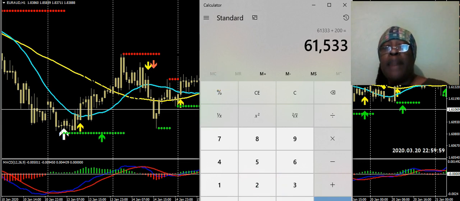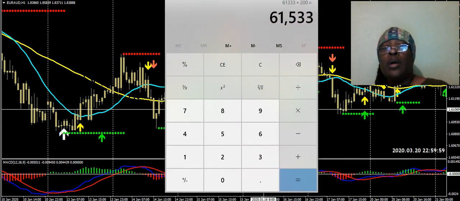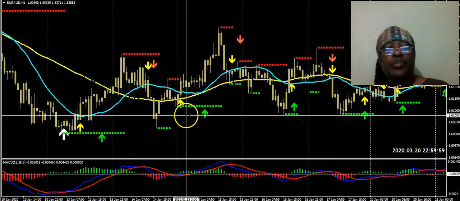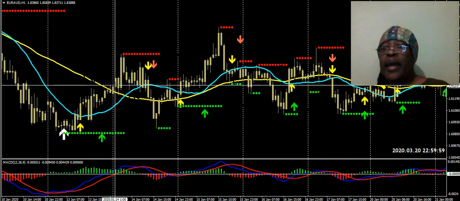And I don't think you can see that because of the parameters on here. Okay, so your take profit price would be 1.61533, because this is the number after the decimal. So that becomes your take profit. So 61533. Let me show you on here. We got in at the 33. Let me make sure. Okay, good.